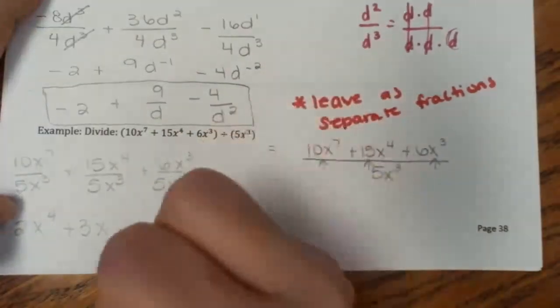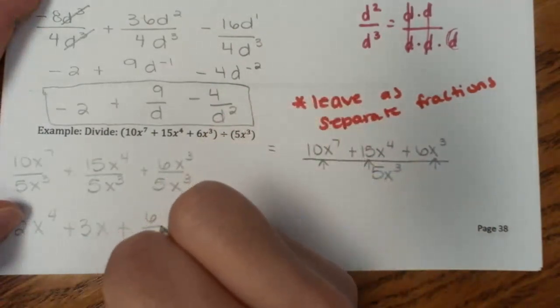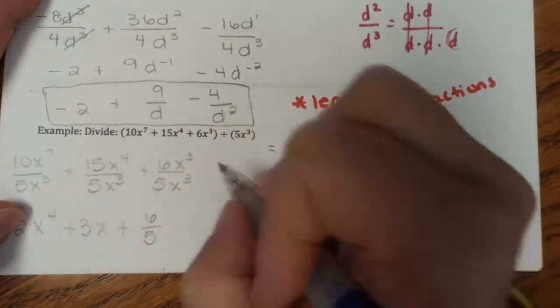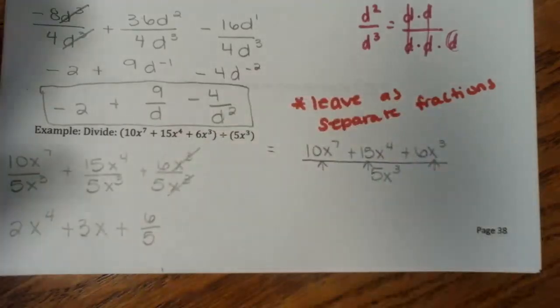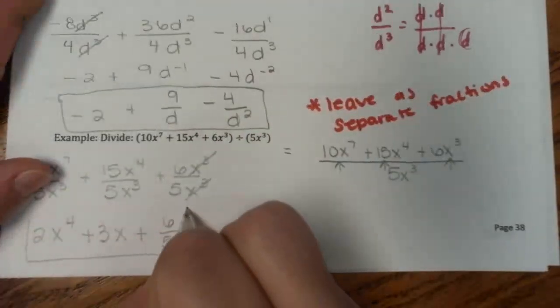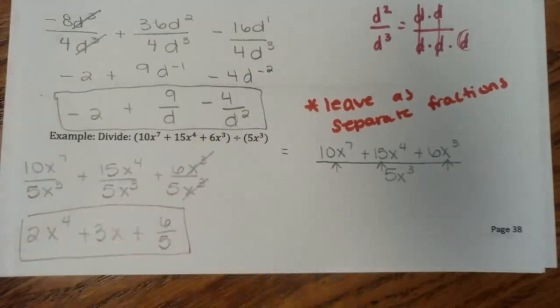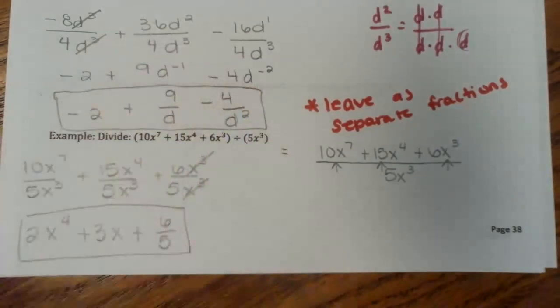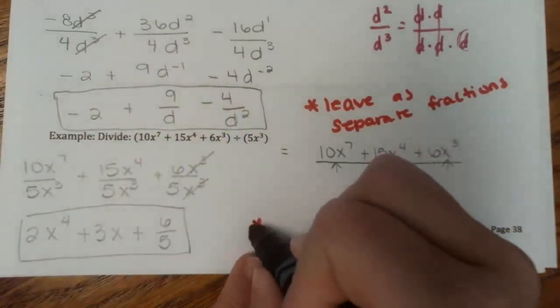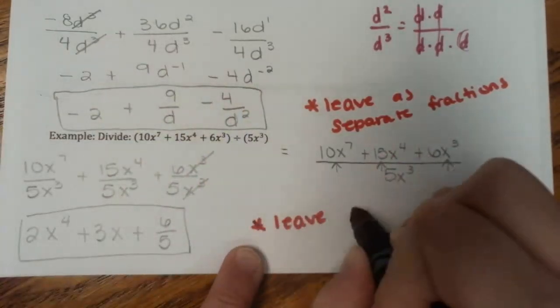And I have 6 divided by 5, which does not simplify, so we'll just leave it as 6 up top, 5 on the bottom. I have 3 x's, and I'm taking away 3 x's. That means no x's are left over. So our final answer is 2x to the 4th plus 3x plus 6 over 5. Again, remember, only the 6 over 5 is a fraction. They're all separate fractions, so remember to leave as separate fractions.